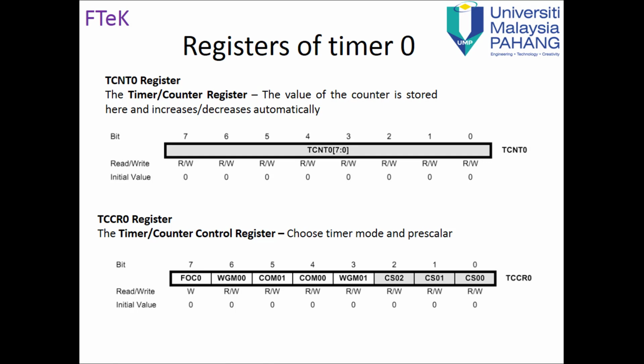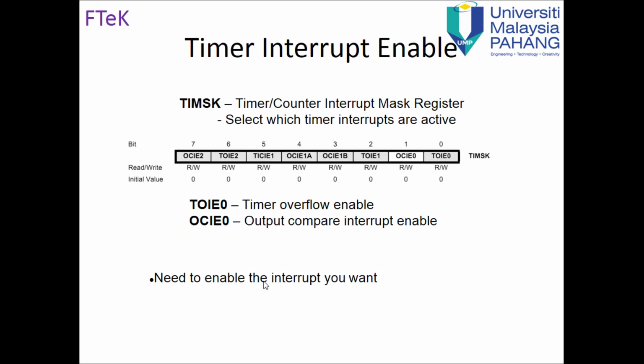We have the TCNT0 register. This register holds the value of the timer, because the timer is going to count from 0 to its maximum. If it's an 8-bit timer, it will count up to 255. So the value of the timer is stored in this register. Now we have the other register, which is TCCR0, the timer control register. This register controls the prescaler and the mode. If I want to use it in normal timer mode, I mean counting to the maximum, or compare, or so on, this is the register where I need to make changes.